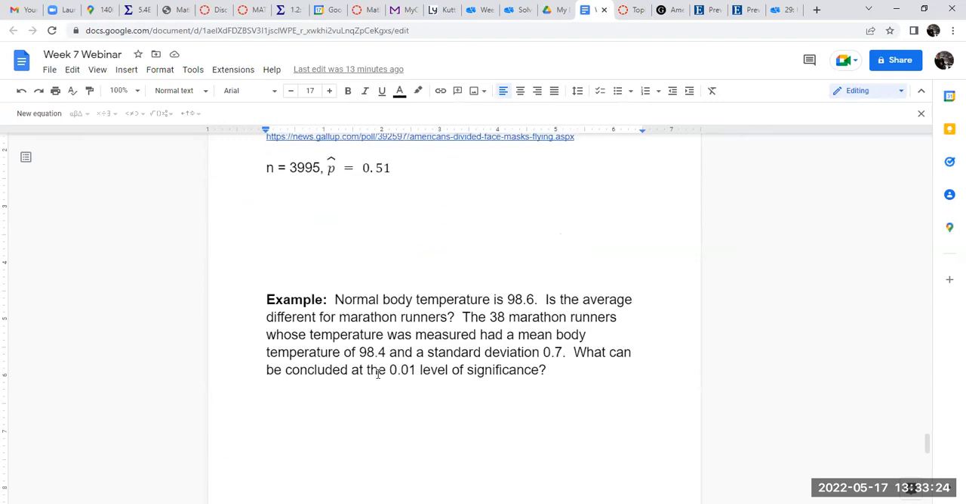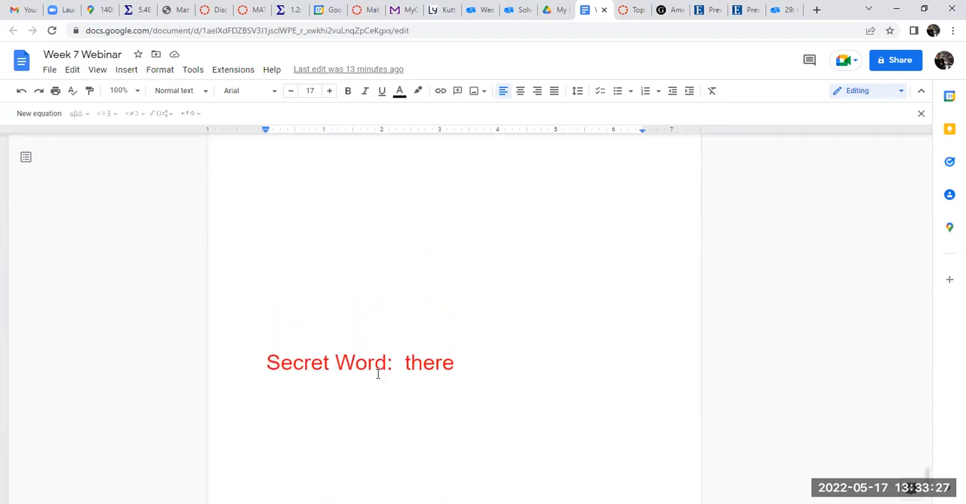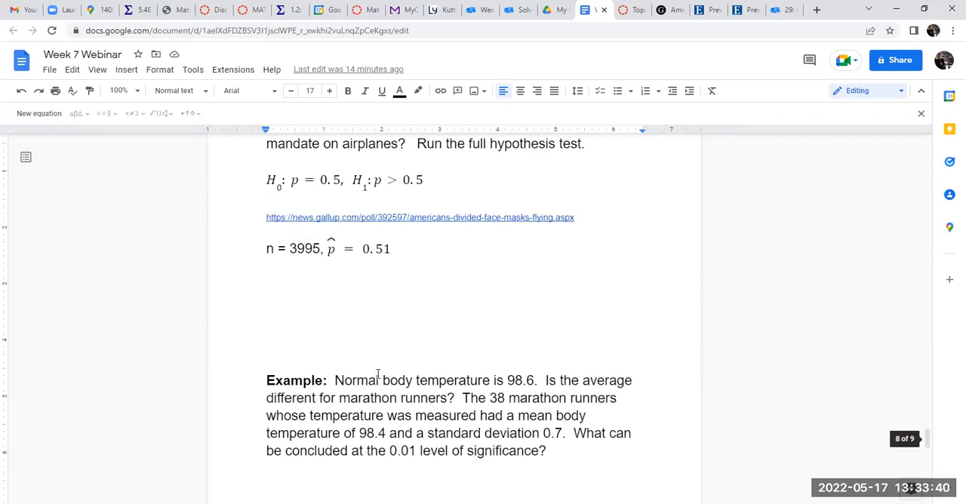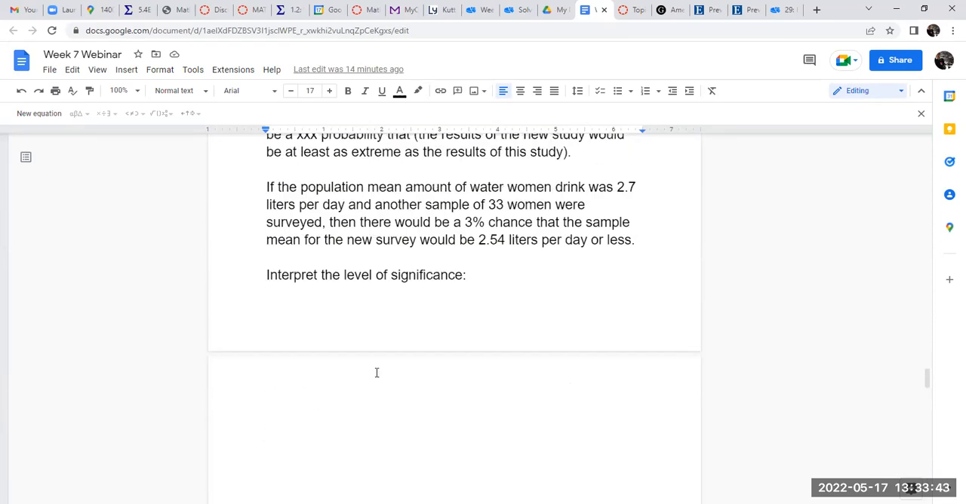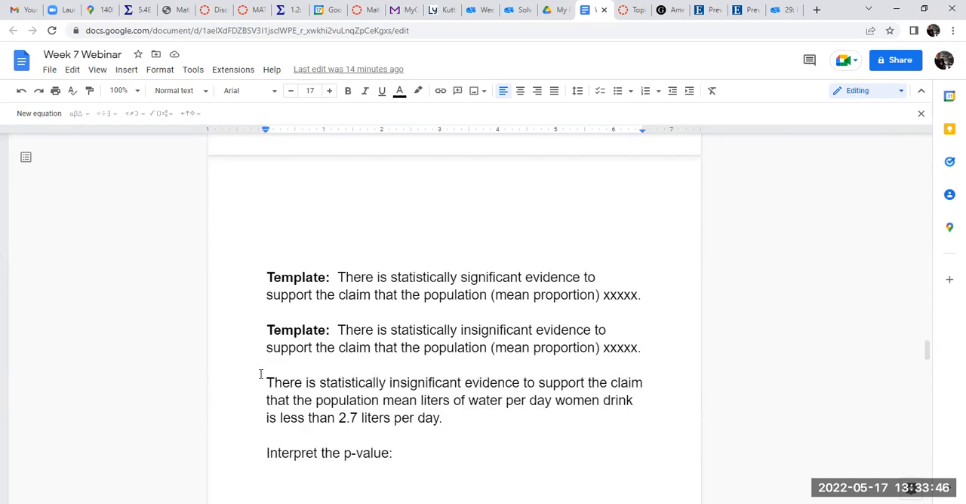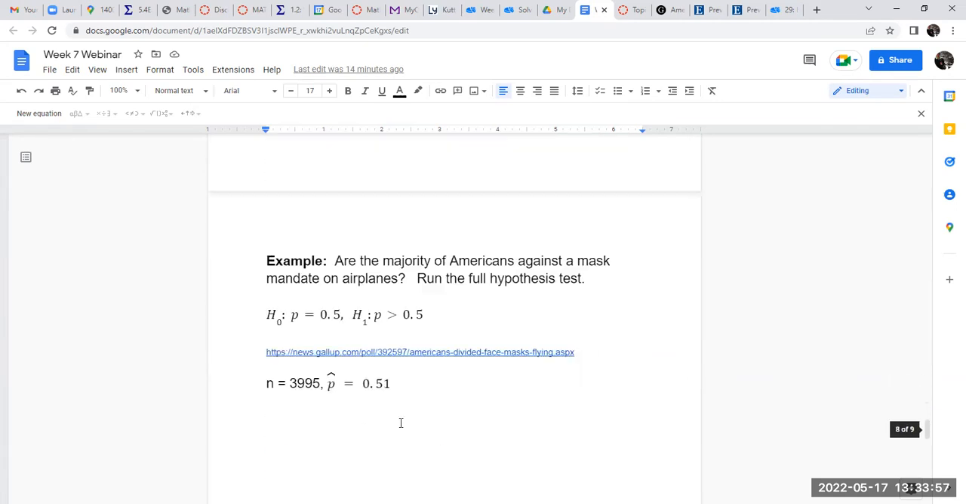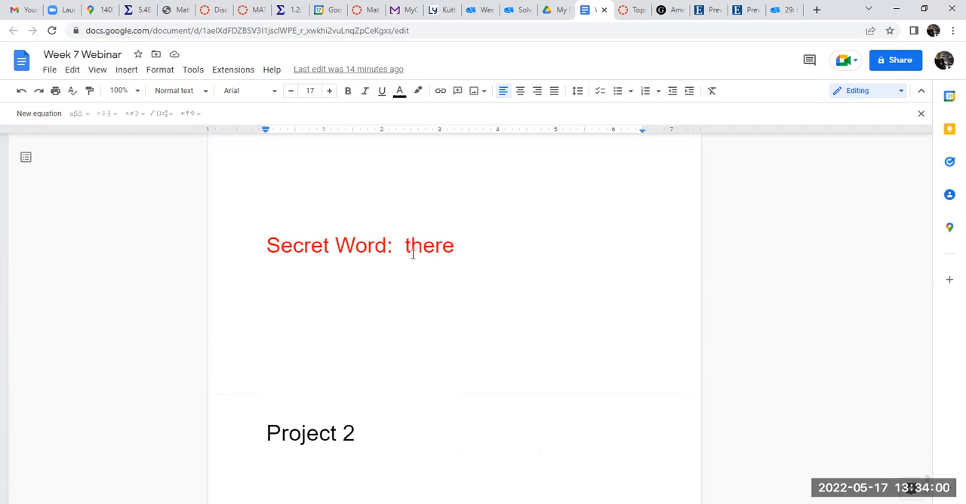Okay. So the secret word is "there." You know why it's there? The first word of the conclusion of a hypothesis test is "there." It gets you started. I made the secret word "there" because whenever you do a hypothesis test, you're going to say, there is statistically either significant or insignificant evidence. Does that make sense?